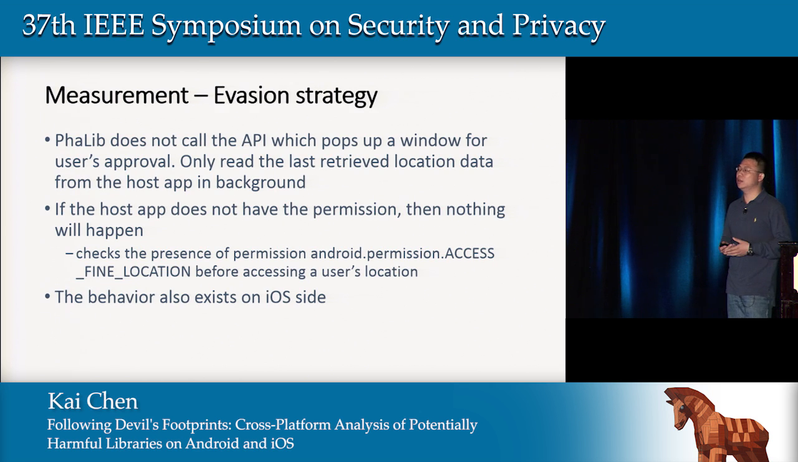We also found some special behaviors of these potentially harmful libraries, like evasion. The potentially harmful library does not call the API which pops up a window for user approval. It only reads the last retrieved location data from the host in the background. So it avoids popping up a window for user notification. And if the host app does not have the permission, then nothing will happen. The behavior also exists on the iOS side.